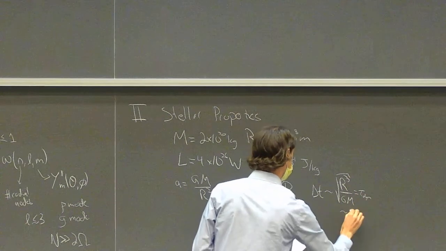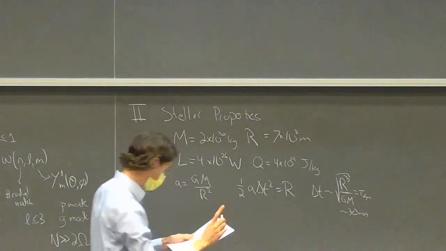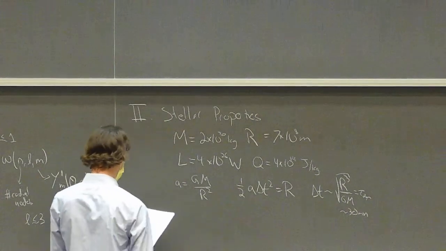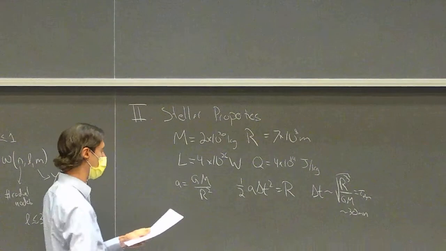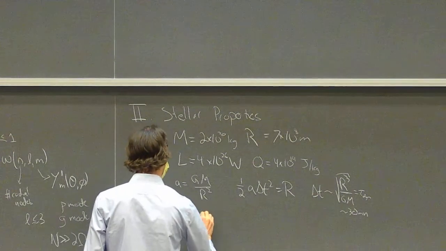And for the sun, this is about 30 minutes. Okay, so that's the first important time scale. Time scale 2. The second time scale we want to estimate is a thermal time scale. So for that, we can calculate the thermal energy.